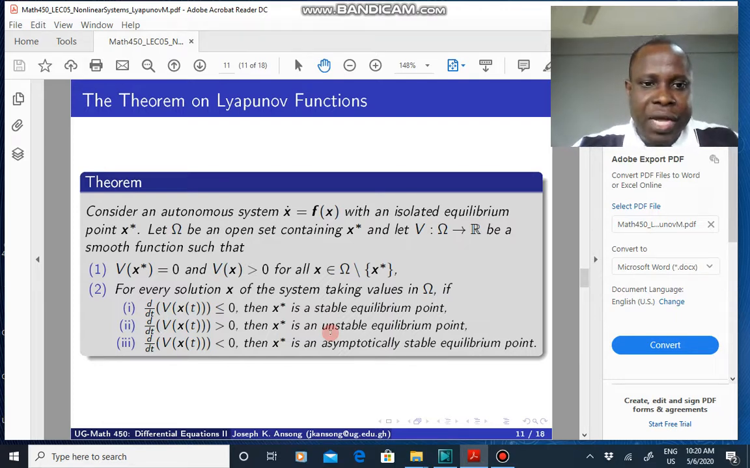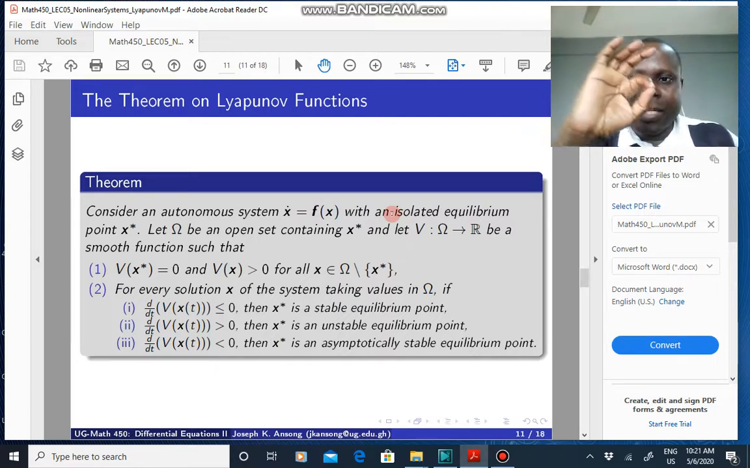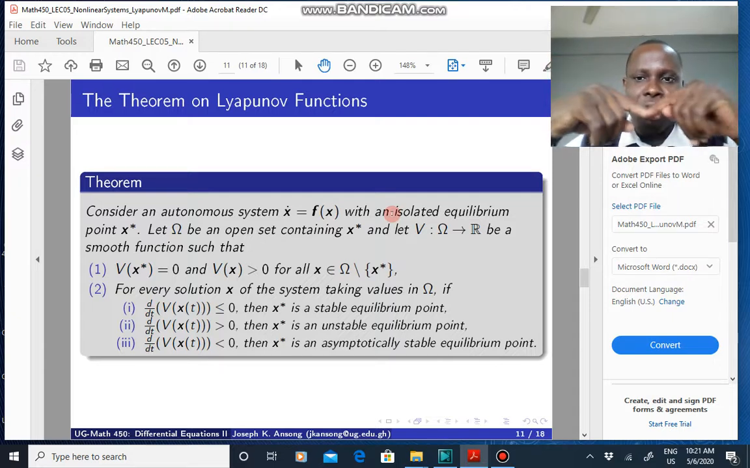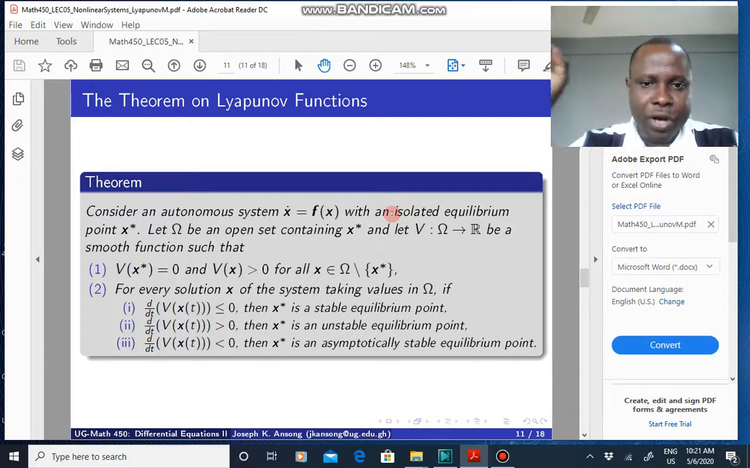It says consider an autonomous system. It's the same system that we saw before, with an isolated equilibrium point, x star. Isolated means that it's just a single point, and it's not, for instance, a line of equilibrium points, right? There are times you can have a whole line of equilibrium points. This is not the case. We are looking at points. Okay, so it is an isolated equilibrium point x star.